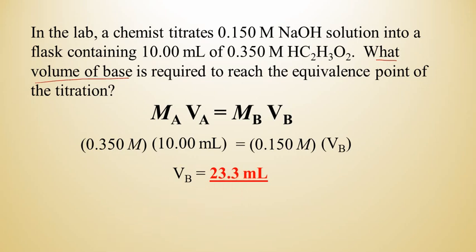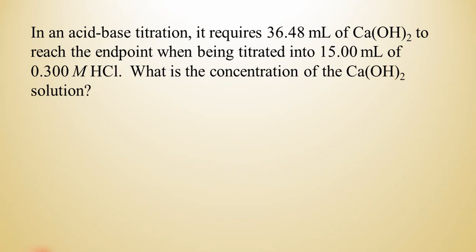Let's try another example. We can look at a titration where it requires 36.48 milliliters of calcium hydroxide to reach the end point when being titrated into 15.00 milliliters of 0.300 molar hydrochloric acid. What is the concentration of the calcium hydroxide solution? Well, once again, we're going to use the titration equation, so it looks like this.